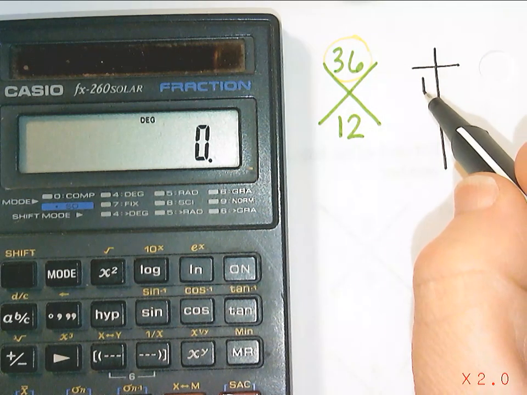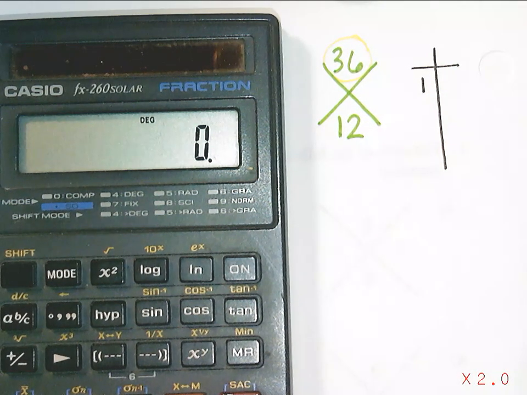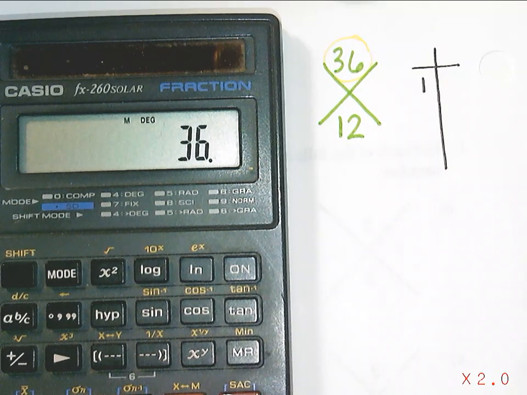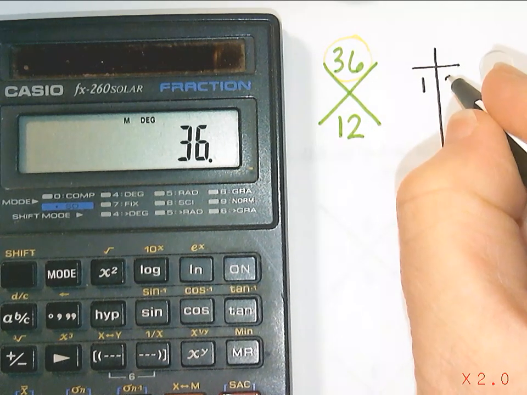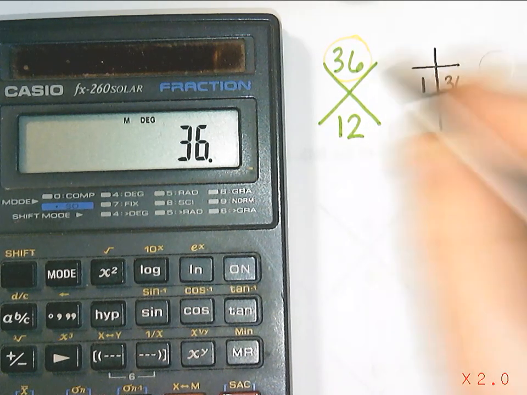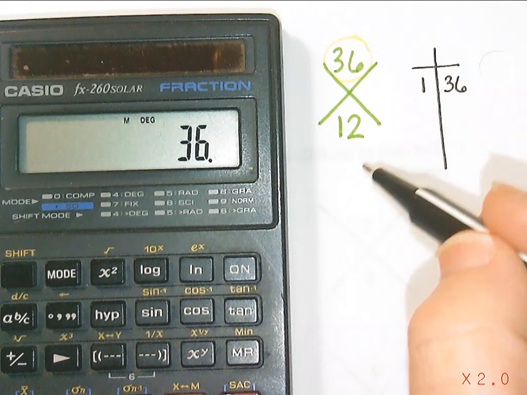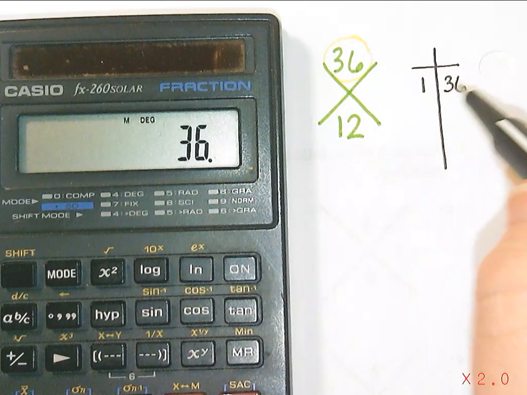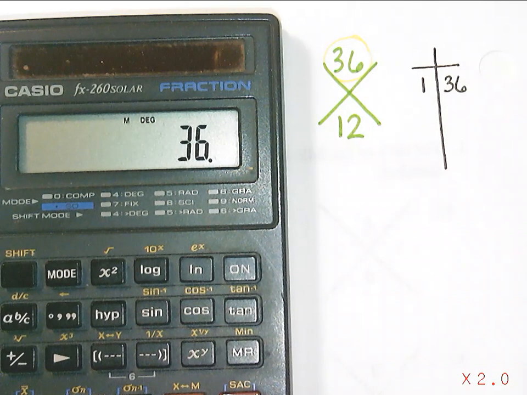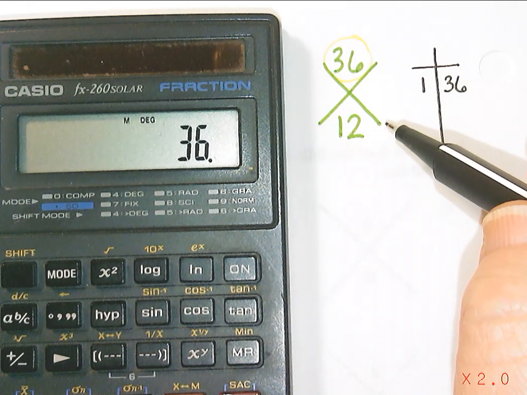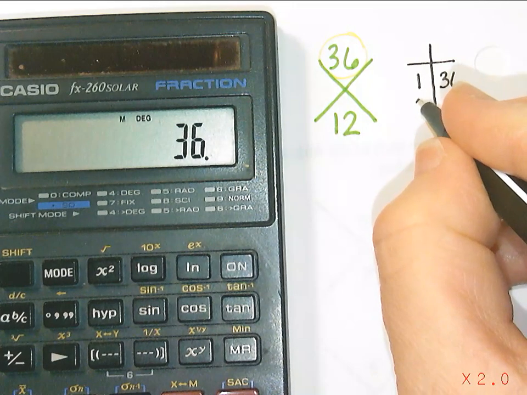So I'm going to take the number 1 and I'm going to do 36 divided by 1, which is 36. So 1 times 36 gives me 36. If I add those, I get 37, that's not 12. And if I subtract them, I would get 35, which is also not 12. So then I would move up to 2.